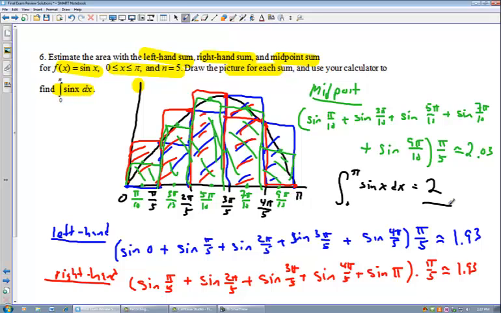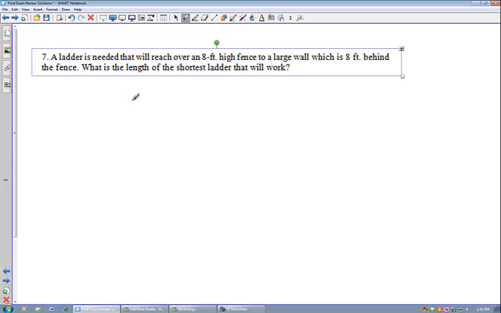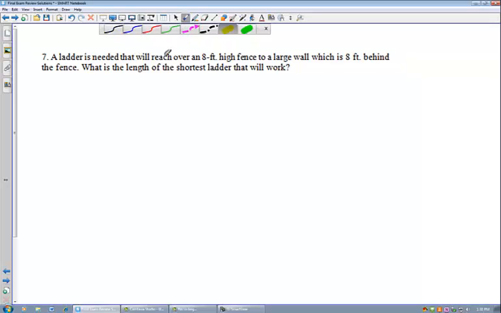So let's take a look at the next question. A large ladder is needed to reach a wall over an 8-foot high fence, which is 8 feet in front of the wall. So there's a large wall. What is the length of the shortest ladder that will work?